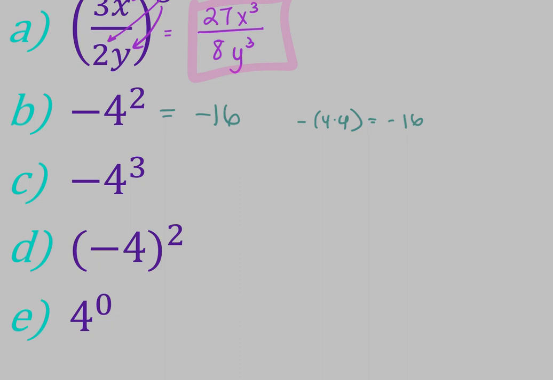For C, does it matter? No, because it's odd, right? This would be negative 64. But really, that should be negative 4 times 4 times 4. That's the right way to get to that answer.